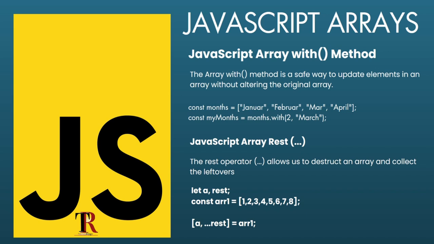And if you look at my screen, you can see an example: an array that contains months of the year, and then you can see the method here. This is it, and it's taking data or parameters, which you can also see right here on the screen. So this will update the elements in an array, and it will not alter the original array. So let's take a look at this in the code editor.